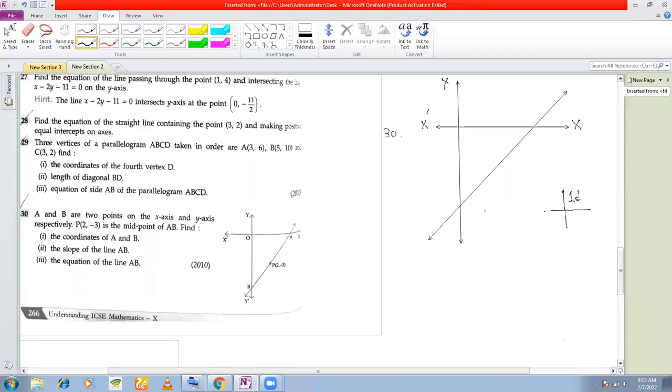This is your first quadrant. As I told you in class 9, this is your second quadrant. This is your third quadrant, and this is your fourth quadrant. In this, they have shown you the fourth quadrant. So this is y, and this is the negative direction of y.